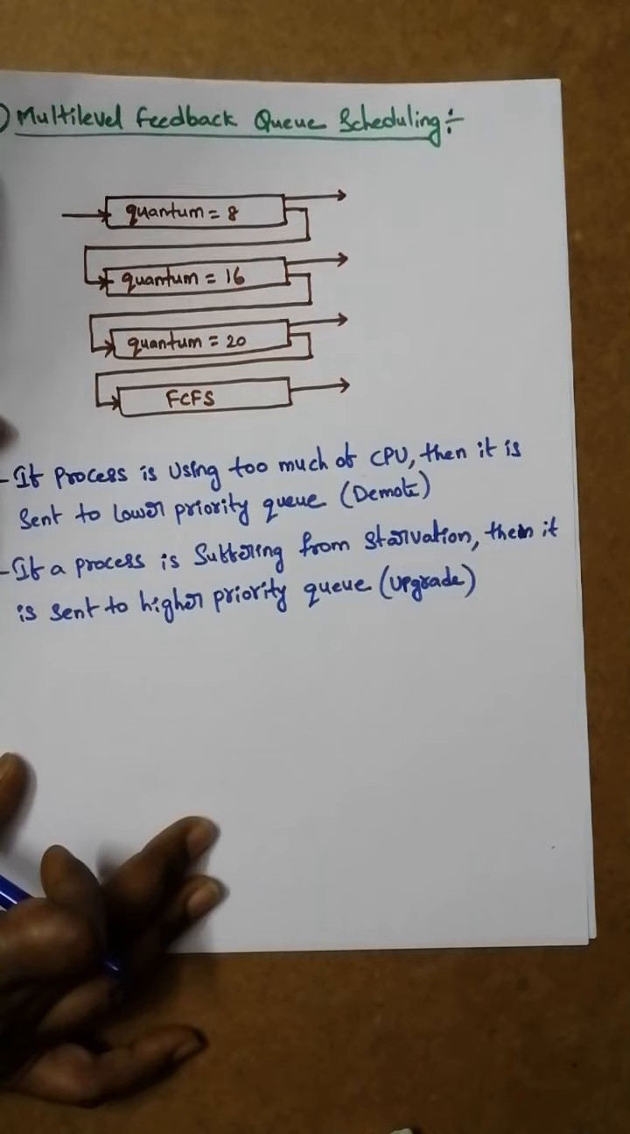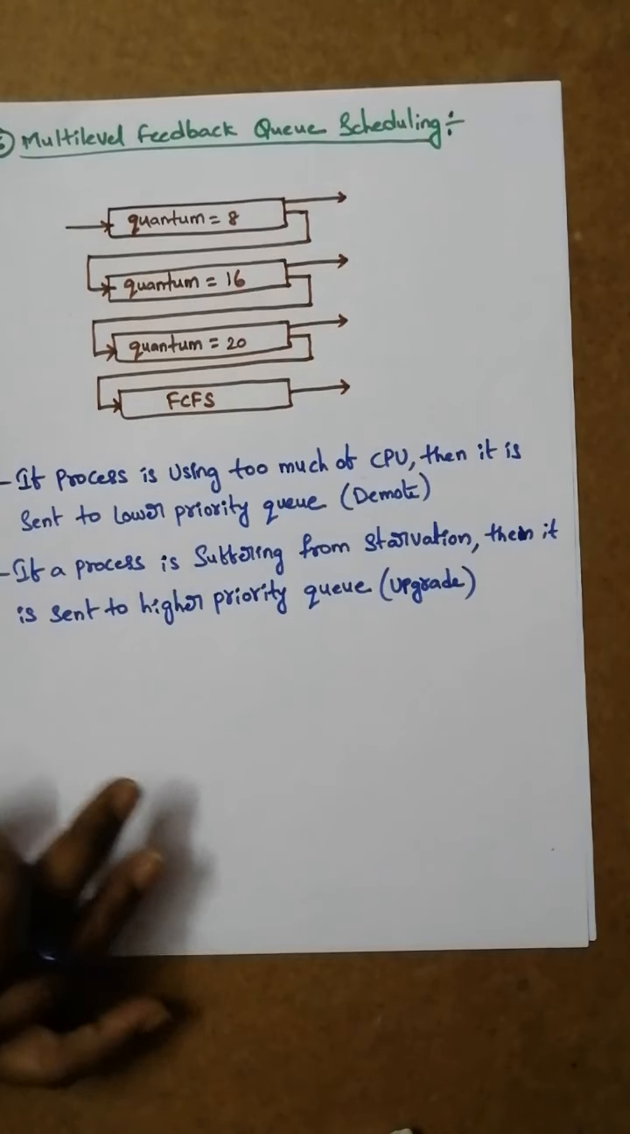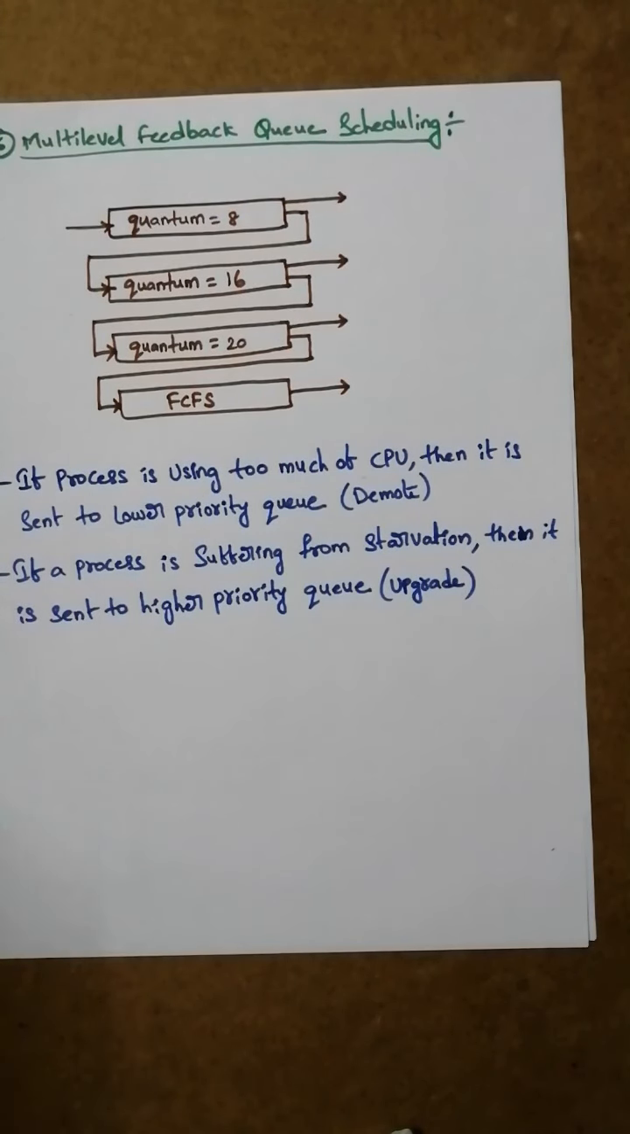So this is about CPU scheduling algorithms. In total we have learned six scheduling algorithms. Let's recall: we have learned about FCFS, shortest job first, priority, round robin, multi-level queue scheduling, and multi-level feedback queue scheduling. I hope everyone understood CPU scheduling algorithms in these two sessions.